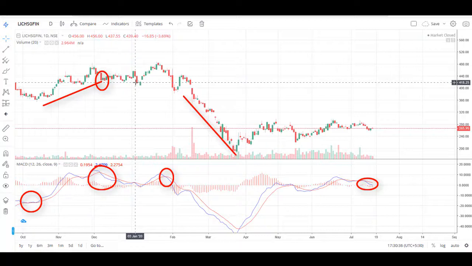For me personally, I use support and resistance and the RSI as well, so I will make another video with the details on that. This video is just to let you know how the MACD works and the theory behind it.